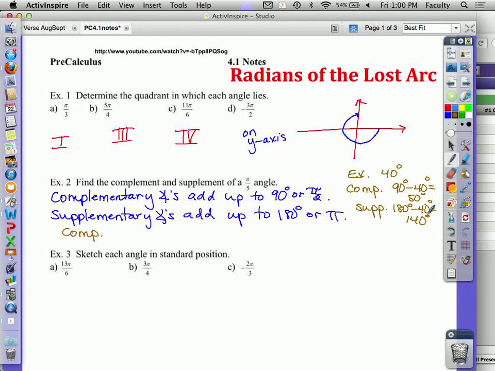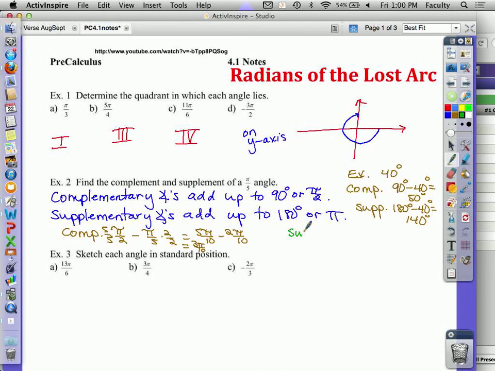All right. Now our angle was given in radians, so do not switch it to degrees. We're not going to do that this year in pre-calculus. So instead of 90 degrees minus the angle, I'm going to take pi over 2 minus pi over 5. Now we have to do some fraction work here and build common denominators. So this would be 5 pi over 10 minus 2 pi over 10, which is 3 pi over 10.